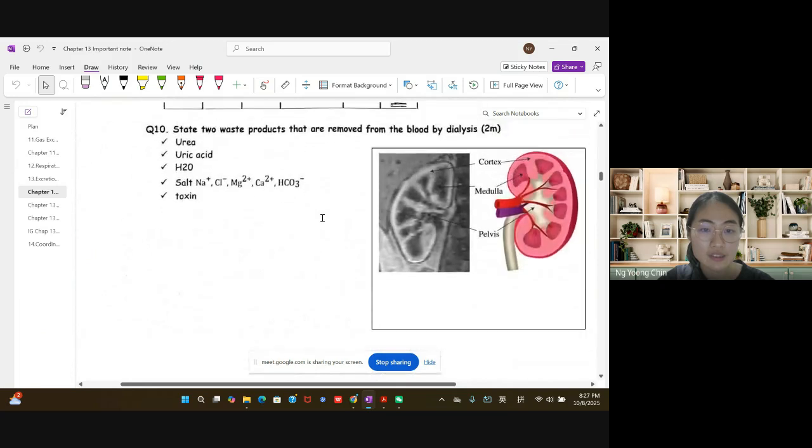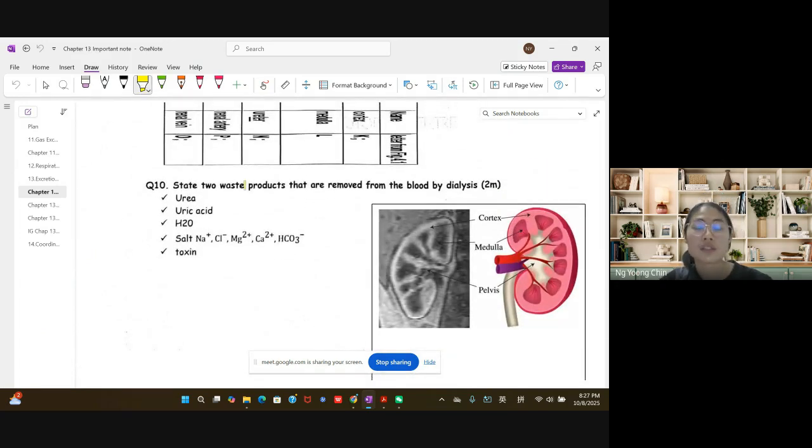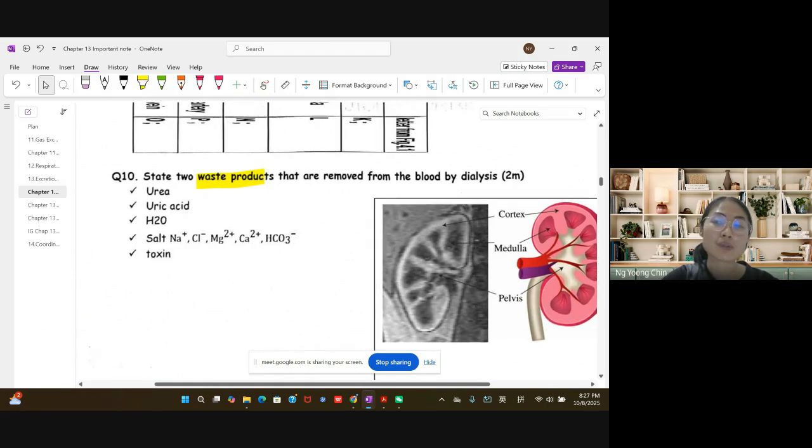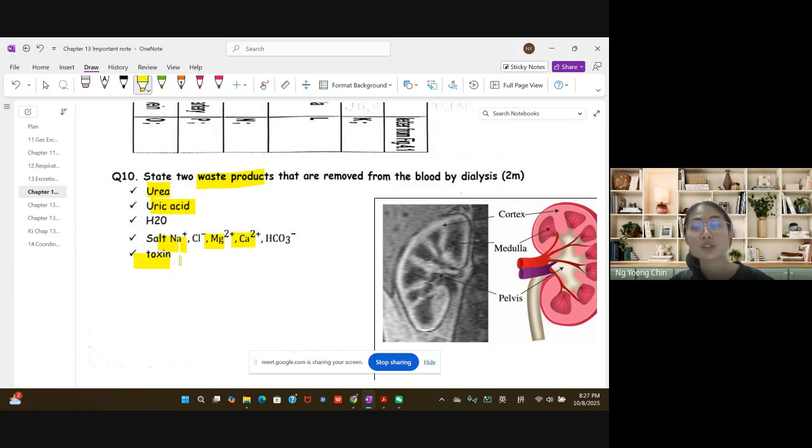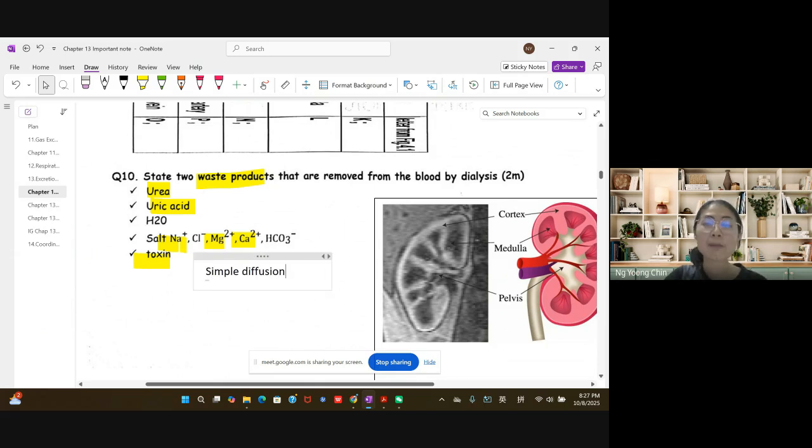Okay, so you need to know the waste products. What kind of waste products need to be removed from the blood by the dialysis is this. They will need to remove uric acid, and the ions or salts like sodium chloride, magnesium, calcium, and any kind of toxins. So usually they will undergo what we call simple diffusion, passing through the semi-permeable membrane.